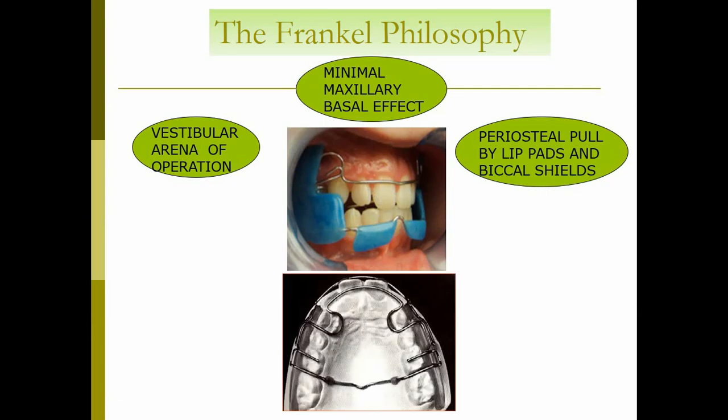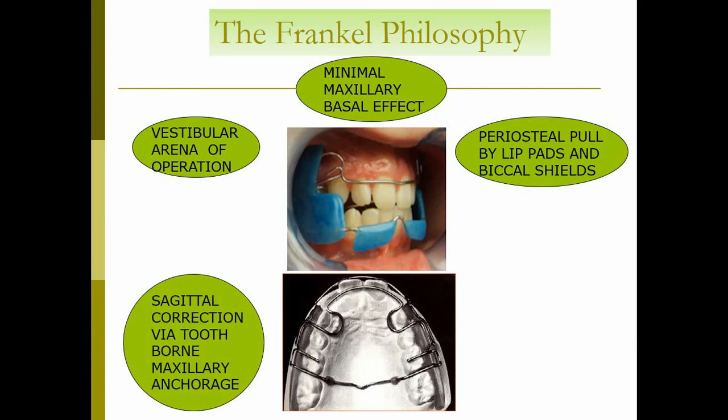And if you look at the maxillary cast, this is how it looks. And sagittal correction via tooth-borne maxillary anchorage. So what does this mean? Sagittal correction means I'm going to correct a class 2 to become a class 1. So I don't want the maxillary teeth to erupt because I don't want the maxilla to grow. So I am going to have occlusal stops here on the maxillary teeth. But I will not have such stops on the mandibular teeth, because when the mandibular teeth erupt mesially and vertically, my mandible will also grow.